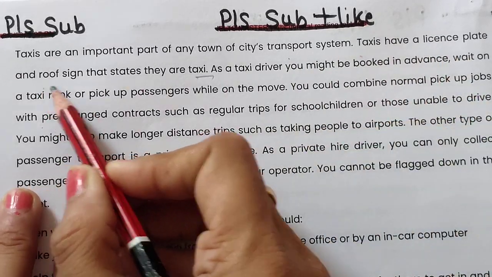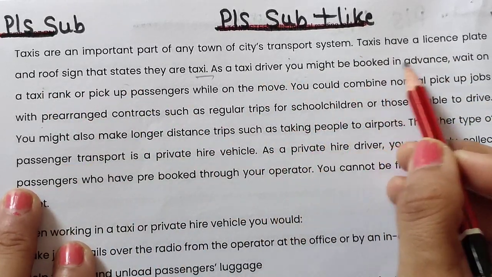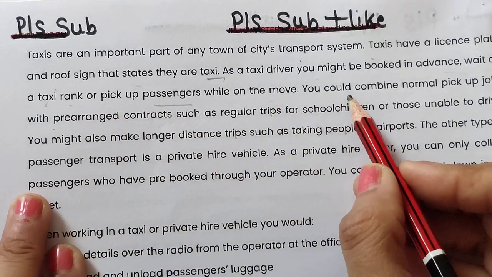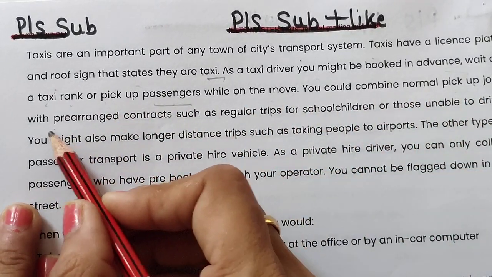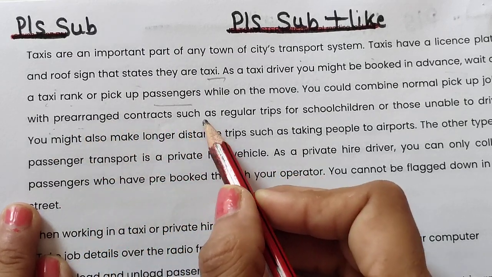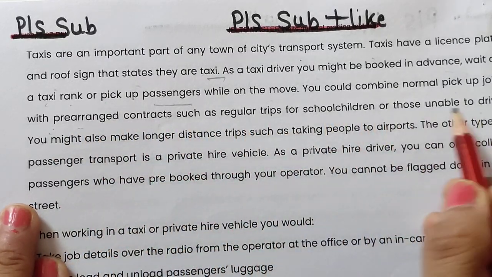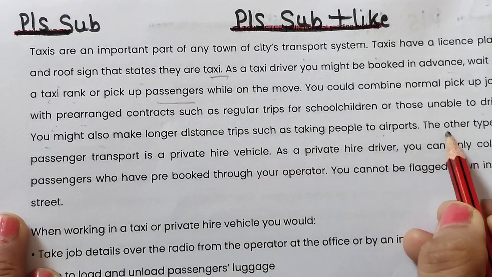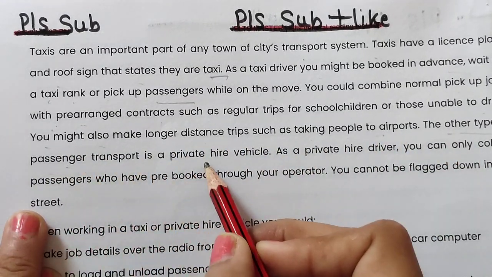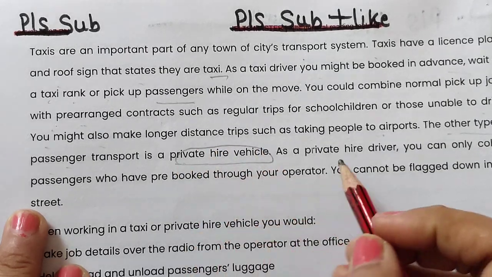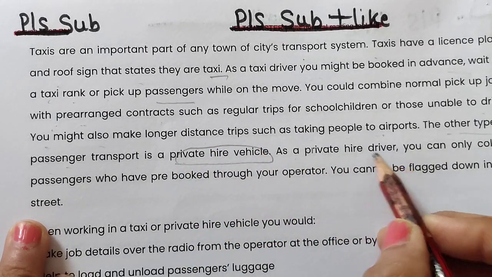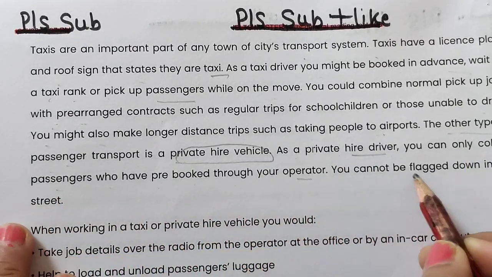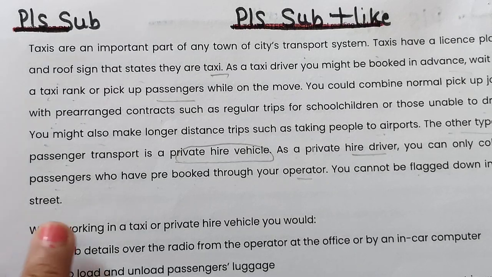Take a licensed taxi driver in advance, can wait at a taxi rank or pick up passengers while on the move. You could combine normal pickup jobs with pre-arranged contracts such as regular trips or school runs. You might also take longer trips such as taking people to airports. The other type of passenger transport is a, this word I was looking for. As a private hire driver, you can only collect passengers who have pre-booked through your operator. You cannot be flagged down in the street. So what is the answer?